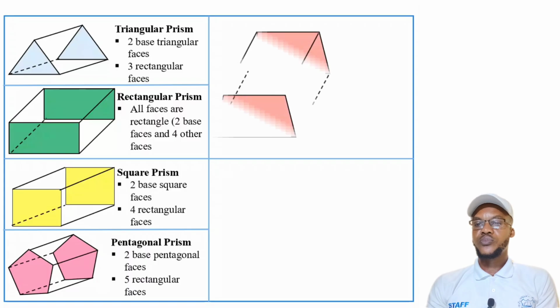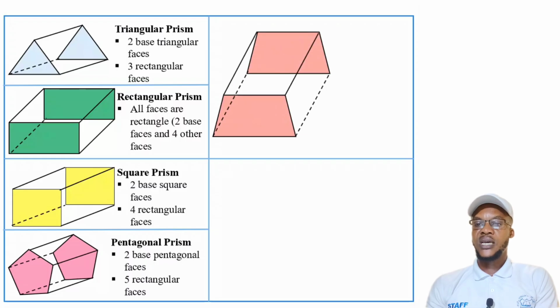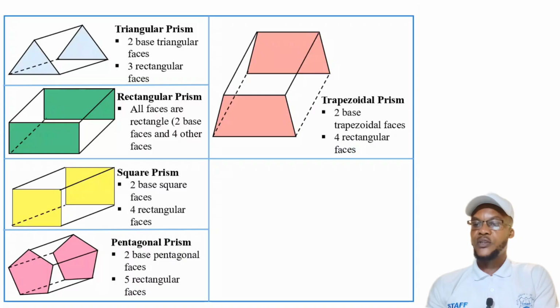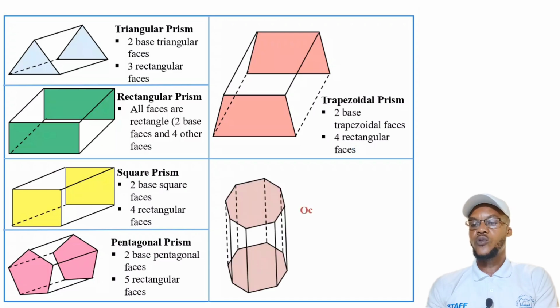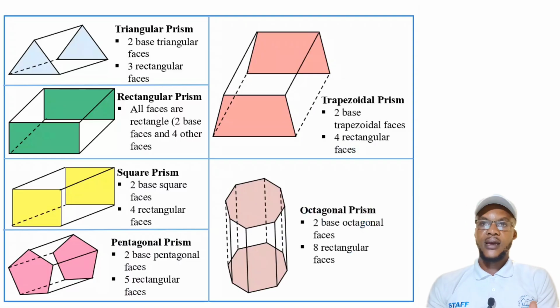So we can also talk about a trapezoidal prism, which has two base trapezoidal faces and four rectangular faces. Then we talk about an octagonal prism, where we have an eight-sided figure, so we have two base octagonal faces and eight rectangular faces. So these are a few examples. We have a lot more.